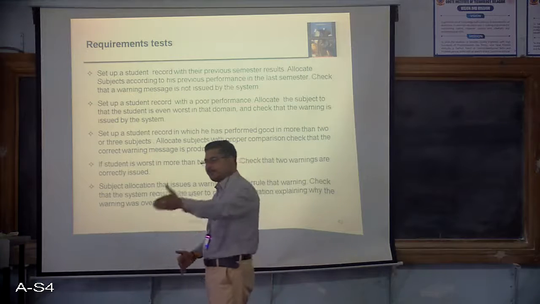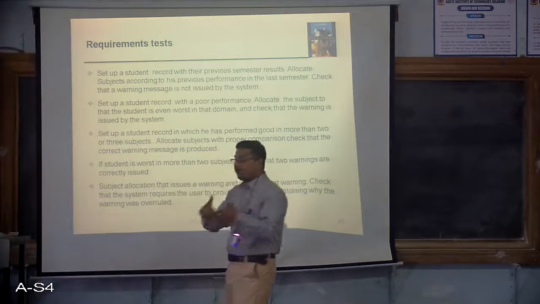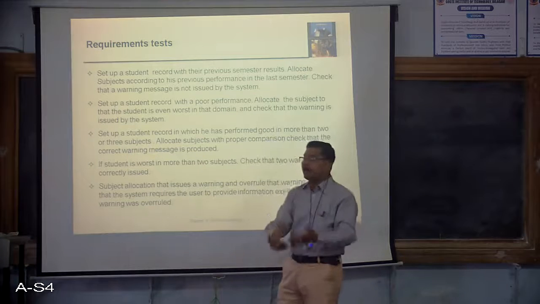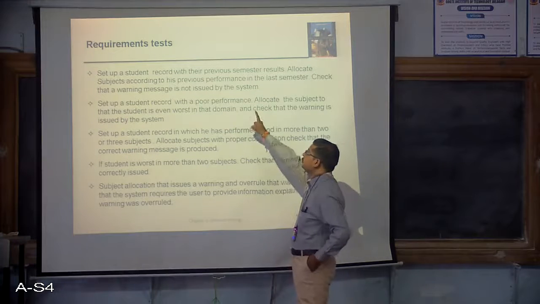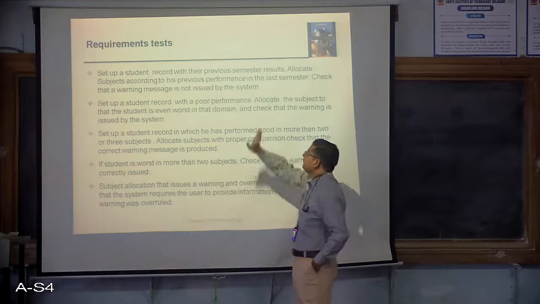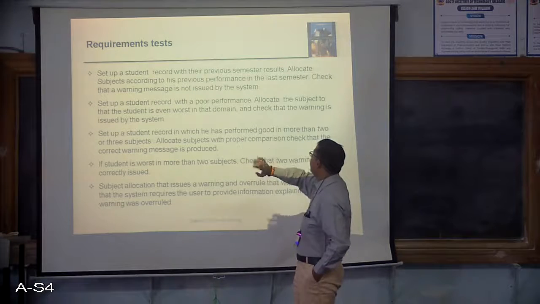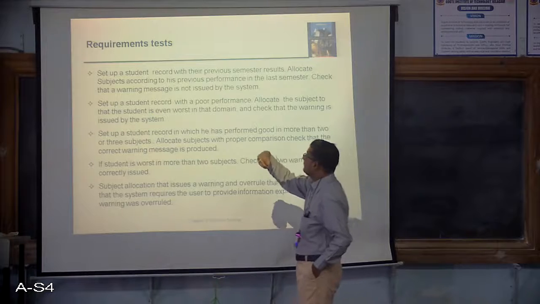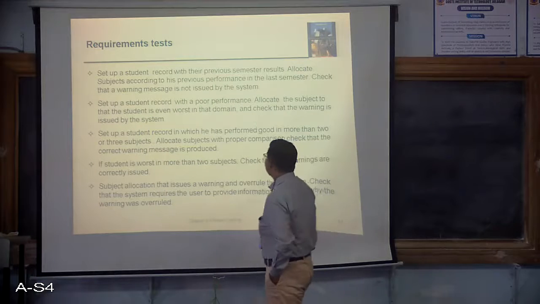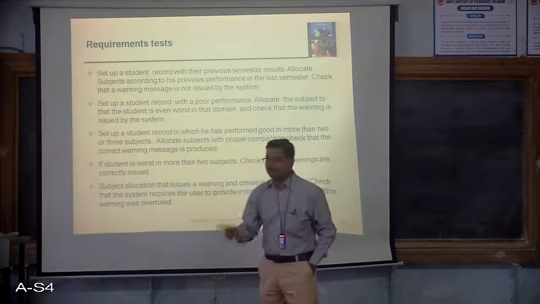System exceptions are the second kind. For the normal flow of the program, whenever you execute it, it should not issue a warning message. And set up the student record with poor performance. Then allocate the subject to a student who is even worse in that domain. Then check whether the warning is issued by the system or not. This is for the exception.